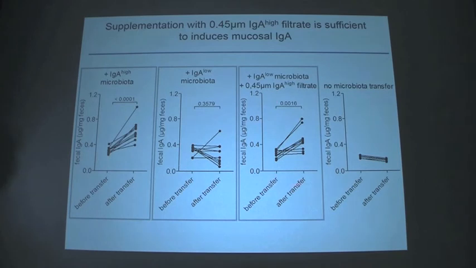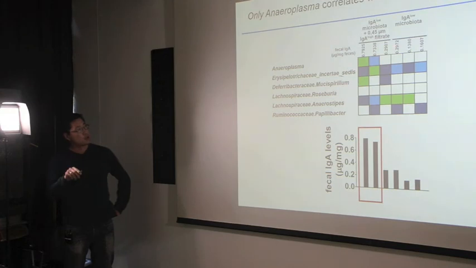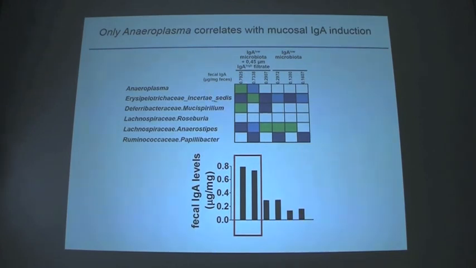Also from these mice, we again did 16S sequencing to look at the microbiota. And here, again, looking at our candidates, we saw a differential reconstitution of these candidates. But when we compare it to the ability of induction of IgA, only 2 of the 3 mice which received the filtrate were actually reconstituted with Anaplasma, and only in these 2 mice was IgA induced. So there's a very good and very strong correlation between the presence of Anaplasma, or the transfer of Anaplasma, and the induction of IgA.